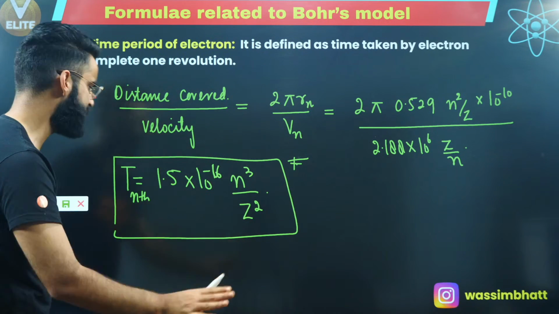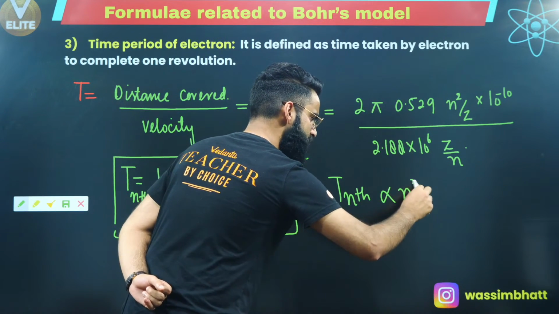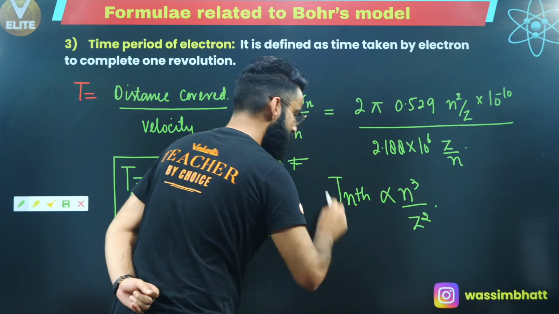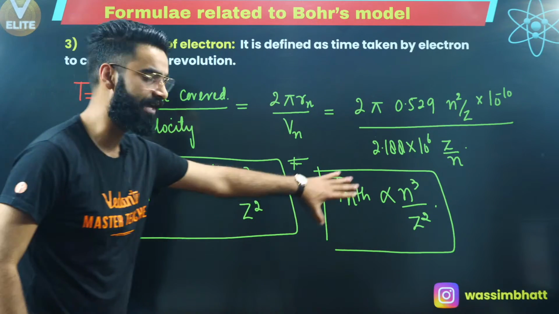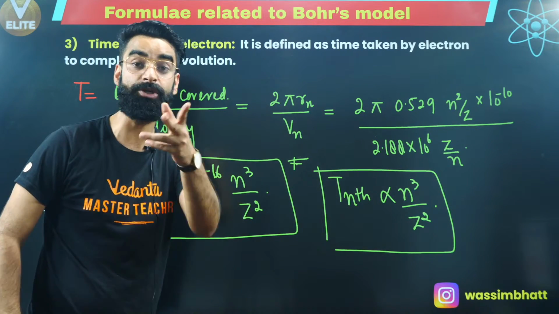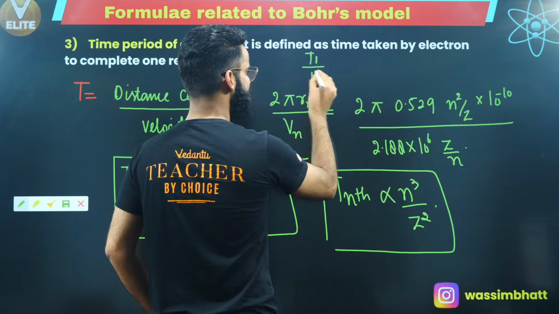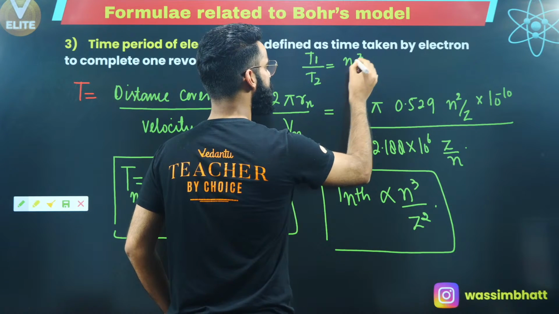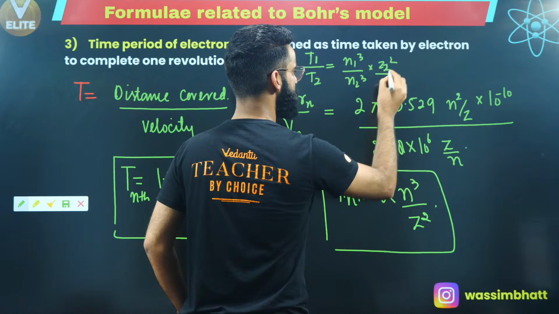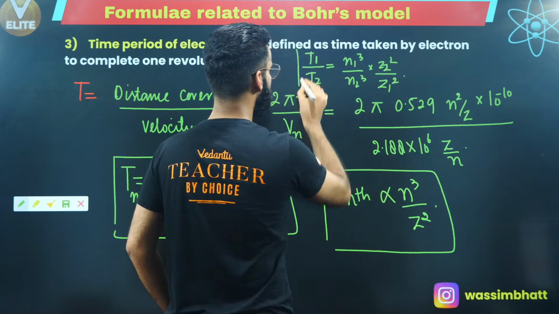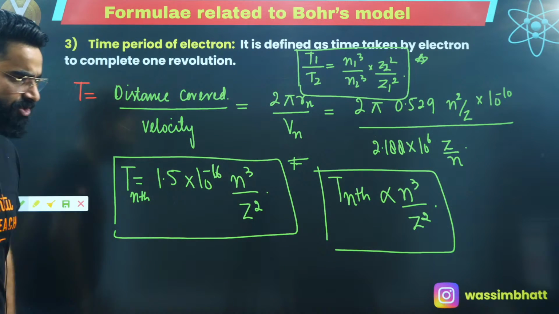Only thing, no need to remember this formula. The only thing you need to remember is that the time period of the electron in the nth orbit is directly proportional to n cube and inversely proportional to z square. And from this formula, you can compare the time period of electrons in two Bohr's orbits. How will you compare them? You'll simply say T1 divided by T2 is equal to n1 cube divided by n2 cube multiplied by z2 square divided by z1 square. This is the formula I'll be using in order to compare the time period of electrons moving in two different shells, two different orbits.